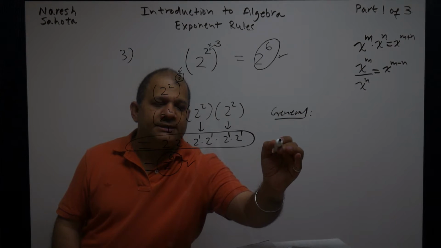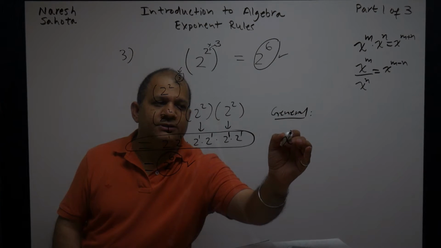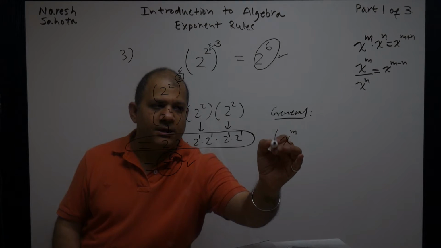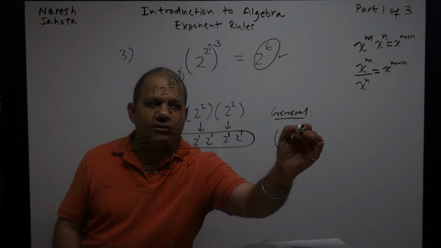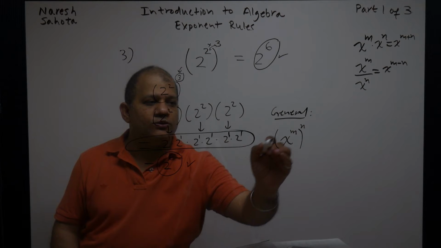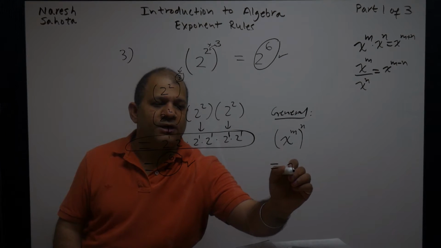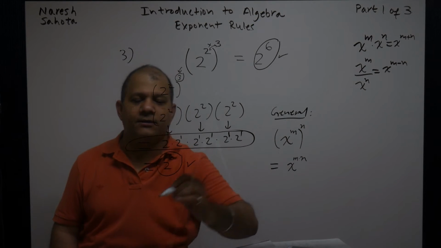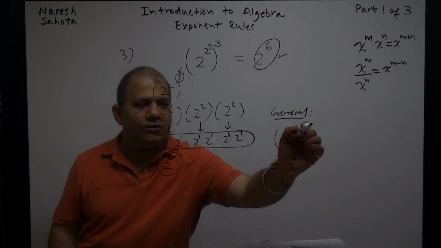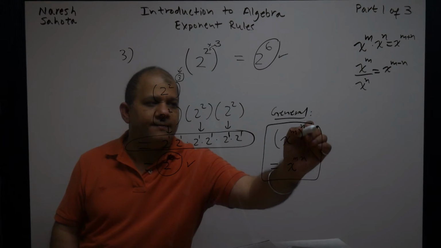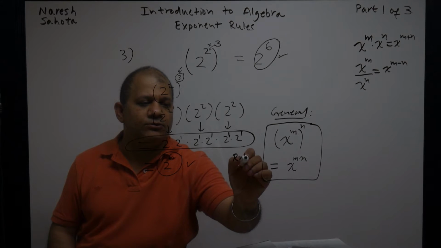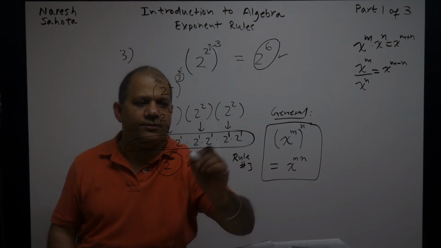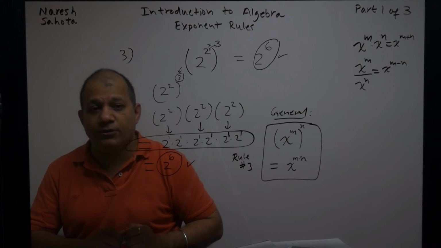we can generalize this. So base x raised to the exponent m, and the whole thing raised to the exponent n, this will equal x to m times n. So that's our rule number 3. So that's rule number 3. So these are the 3 exponent rules.